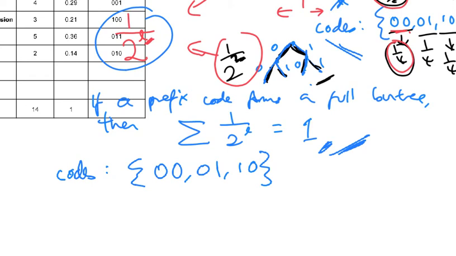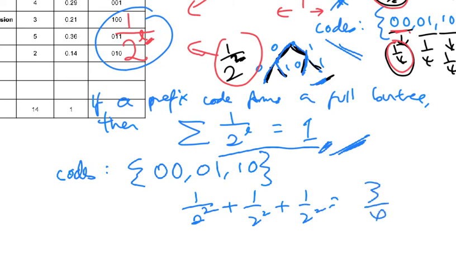If I apply this formula, what will I get? 1 over 2^2 plus 1 over 2^2 plus 1 over 2^2. I shall get 3/4. So it's not equal to 1, but it's less than 1. What do I see here?